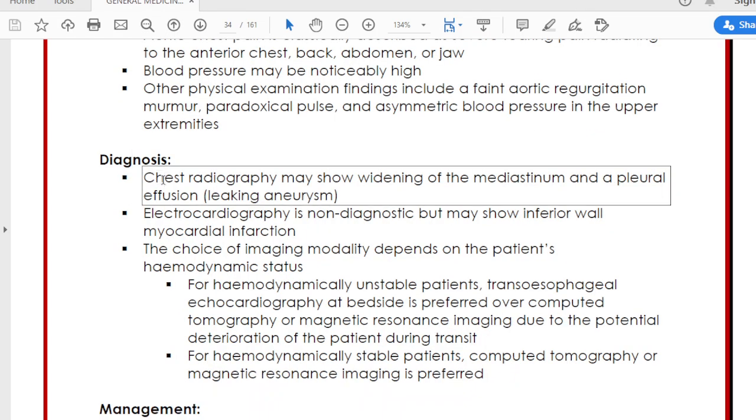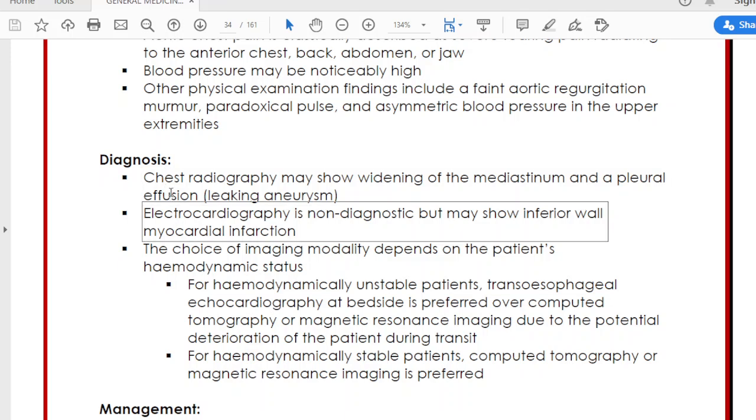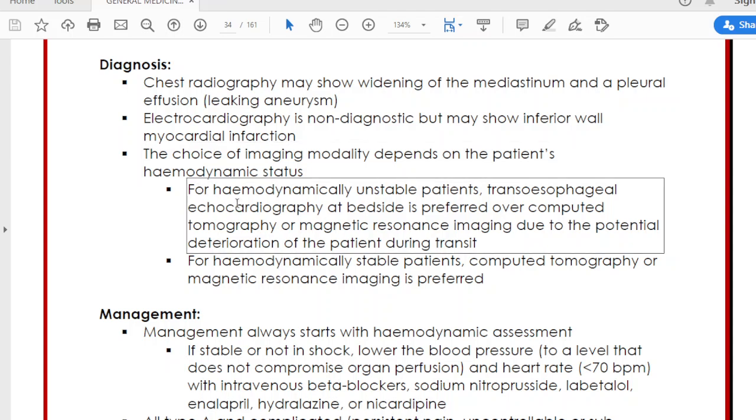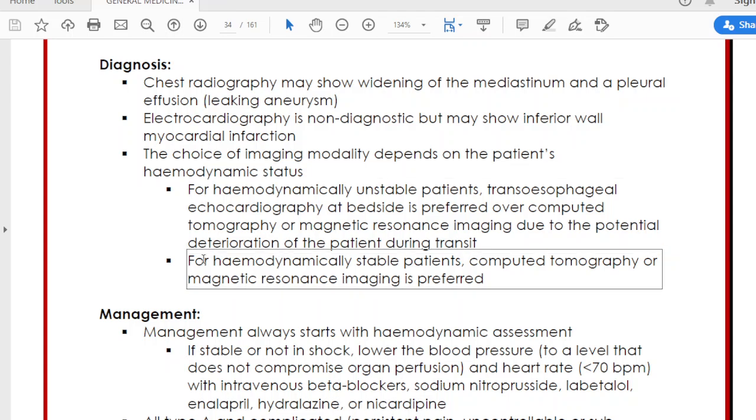Diagnosis. Chest radiography may show widening of the mediastinum and a pleural effusion, leaking aneurysm. Electrocardiography is non-diagnostic but may show inferior wall myocardial infarction. The choice of imaging modality depends on the patient's hemodynamic status. For hemodynamically unstable patients, transoesophageal echocardiography at bedside is preferred over computed tomography or magnetic resonance imaging due to the potential deterioration of the patient during transit. For hemodynamically stable patients, computed tomography or magnetic resonance imaging is preferred.